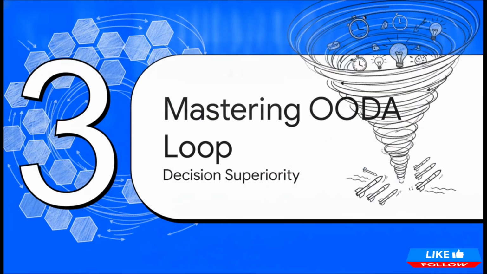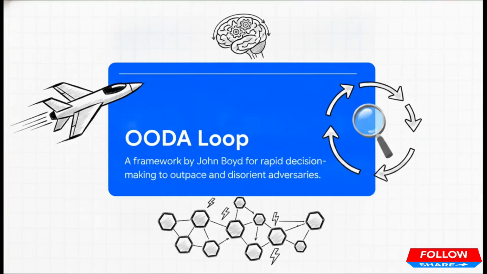Moving right along to section 3, mastering the OODA loop. At the absolute heart of making these networks effective is time compression. And to understand that, we need to talk about the OODA loop. This is a decision-centric framework developed by military theorist John Boyd, originally born out of fast-jet dogfighting tactics. It's built on a very simple but powerful idea. Strategic advantage lies entirely in your ability to outpace and outthink your opponent.